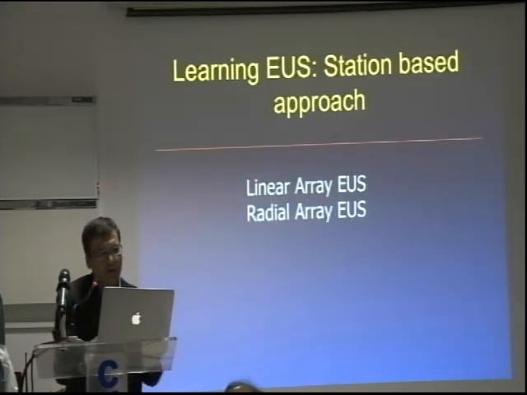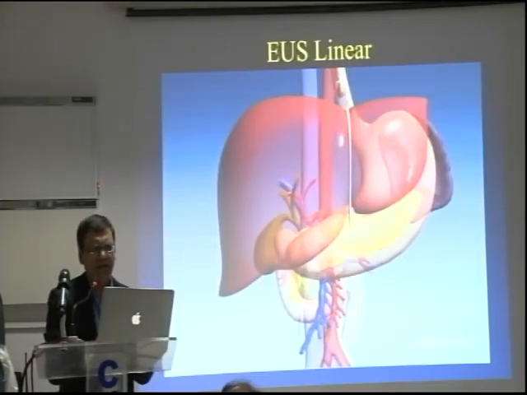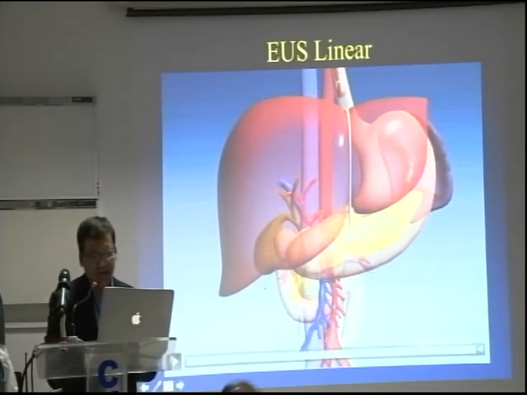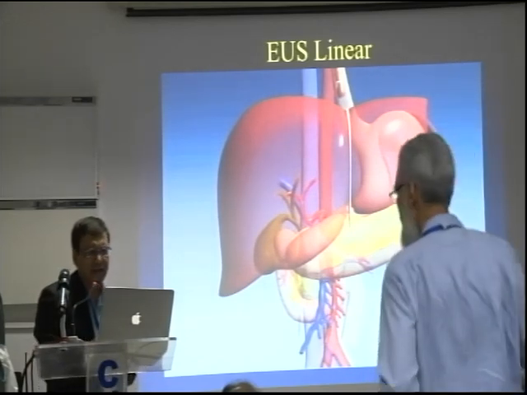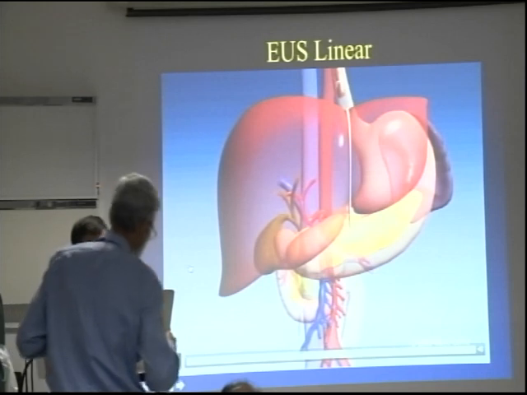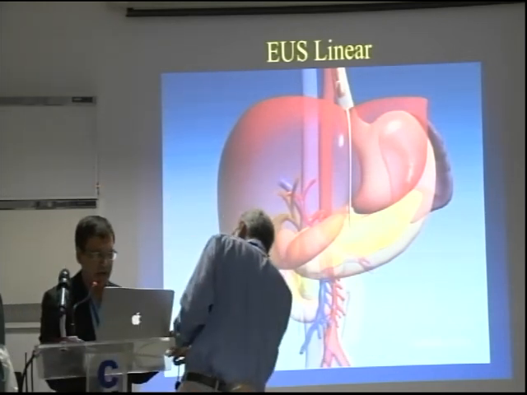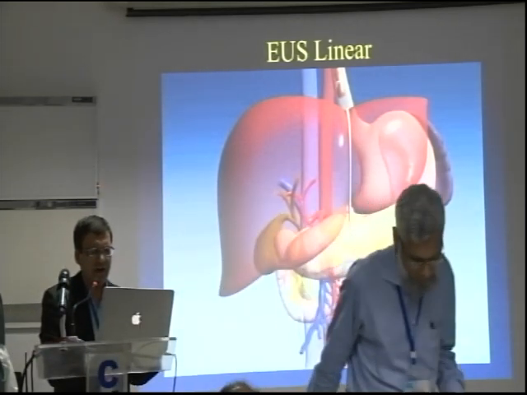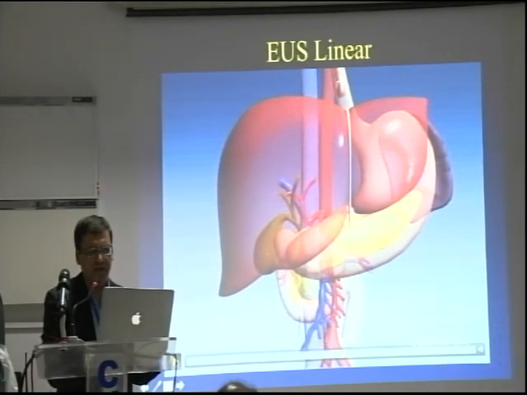So radial, we're not going to talk about that. We'll mainly talk about the linear. I got trained in EUS at Mayo Clinic, and these are the first thing they gave me when I got there. Keep looking at these images. These are very short, few-second videos, and they give you an idea, when the scope is moving, what it is looking at.